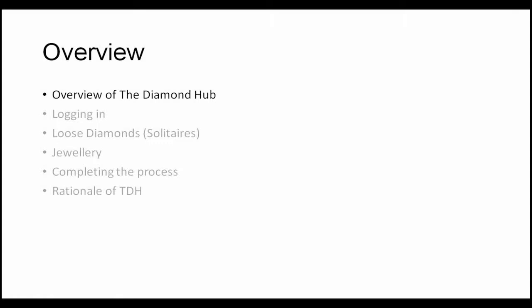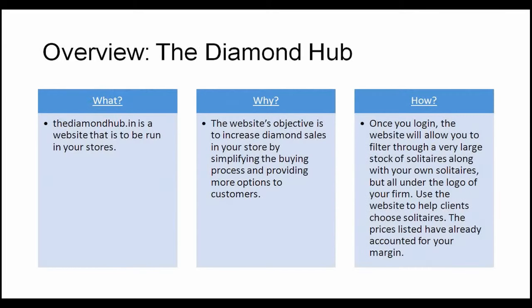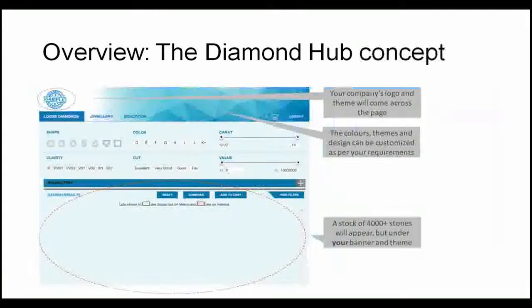Let's first start with an overview of the Diamond Hub. The Diamond Hub is an interactive website that you can use to help clients search through thousands of stones at the click of a button. What is special about this is that your firm's own logo and theme will appear on the website, making any client think that all the stones are your own. All prices that appear will also be final prices inclusive of your margin.